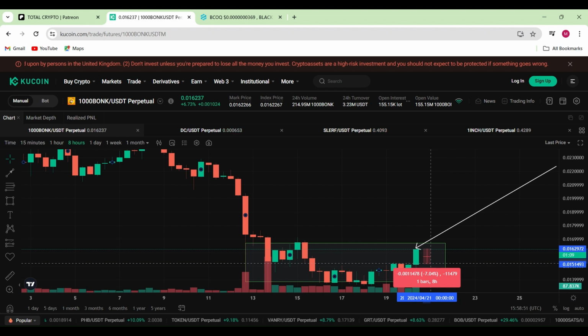So if you're trading with a $100 account, that turns to $200. If you lose half of that, you actually lose half of your funds. So just bear that in mind.